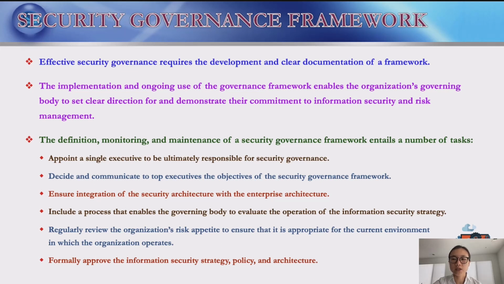Next, the governing body should include a process that enables them to evaluate the operation of the information security strategy to ensure that it aligns with business needs and the organization's current risk appetite. Most importantly, the governing body should regularly review the organization's risk appetite and ensure that it is appropriate for the current environment in which the organization operates. Furthermore, they should formally approve the information security strategy, policy, and architecture.